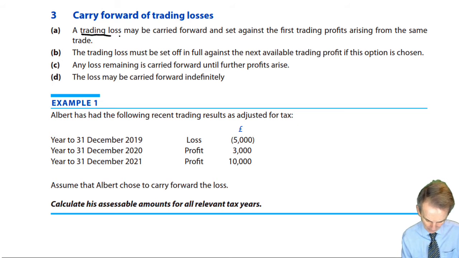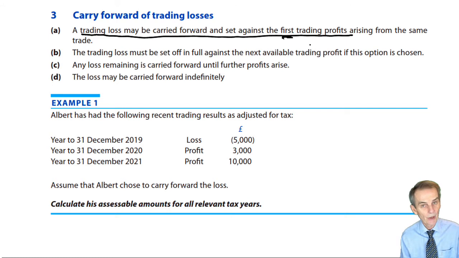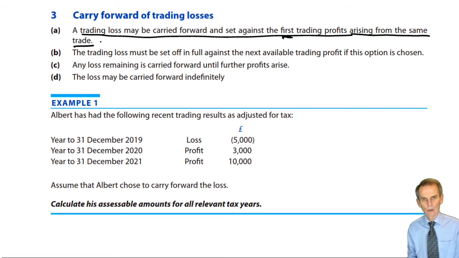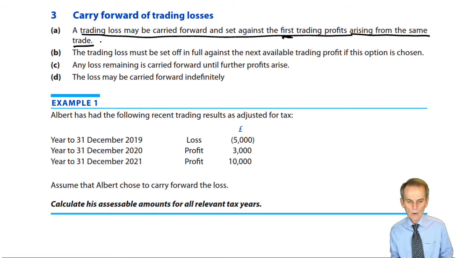The simplest of them all is the carry forward of trading losses, and that is where, as we know, it may be carried forward and set against the first future trading profits that arise from the same trade. You don't have the option of saying next year, well, we make a little bit of trading profit, and it's so little, I won't bother this year. You will bother. When it goes forward, it will go against all of the next available future trading profits until such time that that loss has been used.